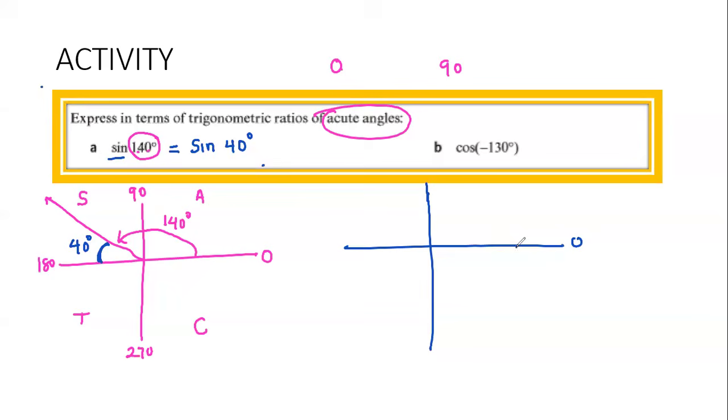So I'll come here. I move, my 130 is somewhere there. That is 130 degrees. Now the next thing you ask yourself, what is the angle closest to the x-axis here? Members in the chat, tell me which angle is closest. Members are saying it is 50. So the angle you have here is 50 degrees.